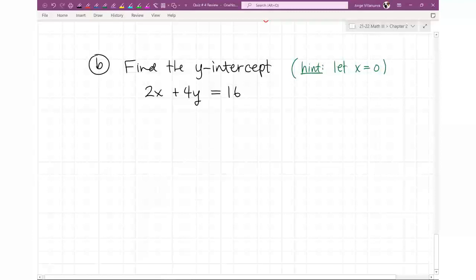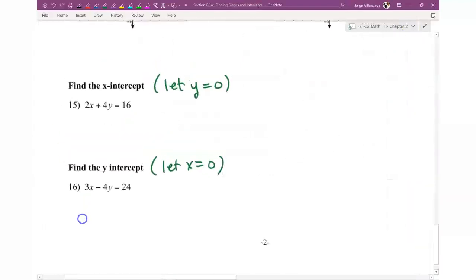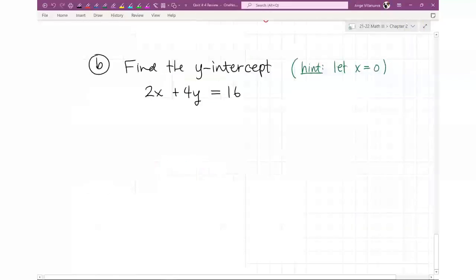Now, I gave you guys a hint when I gave you the notes the other day. If it says y-intercept, let x equal 0. If it says x-intercept, you let y equal 0. So notice, if I go back to your notes from the other day, you see right here? If they say find the x-intercept, you let y equal 0. If they say find the y-intercept, you let x equal 0. Okay, so that was in your notes from the other day. So I'm just following that same hint. Okay, find the y-intercept, so let x equal 0. So all I'm going to do is plug in x equal to 0 and solve.